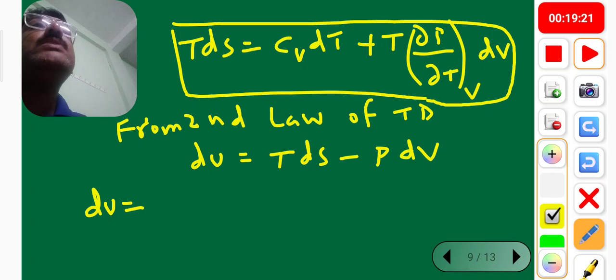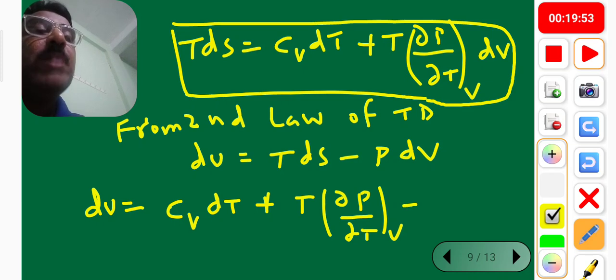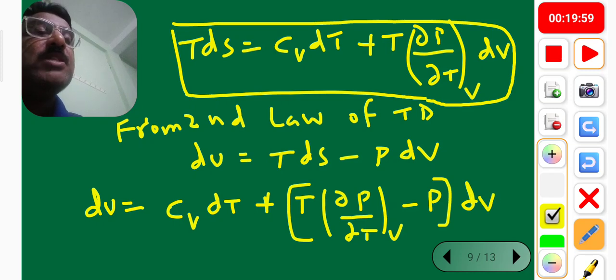So I'm going to write that one equation here, and minus P dV. When I combine these two equations, T dS and P dV, I can write du as Cv into dT plus T into ∂P/∂T at constant volume, minus P, whole into dV. This is what you will get.